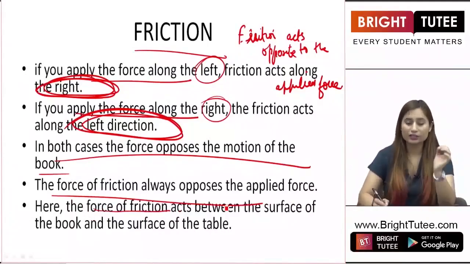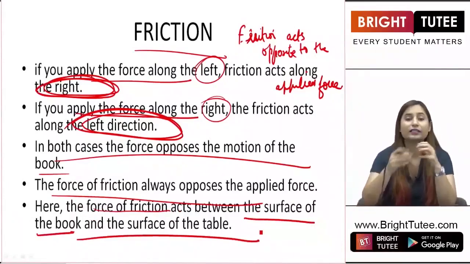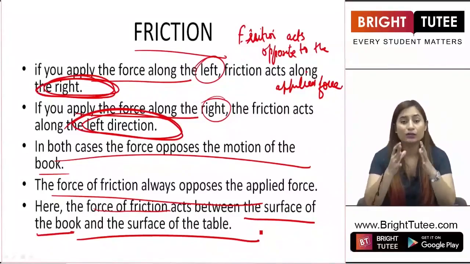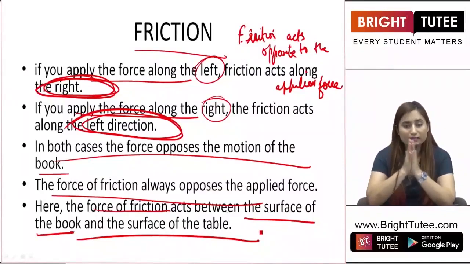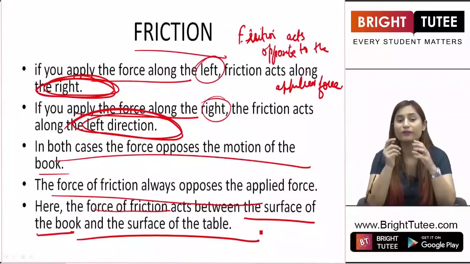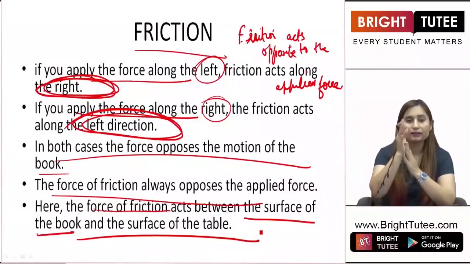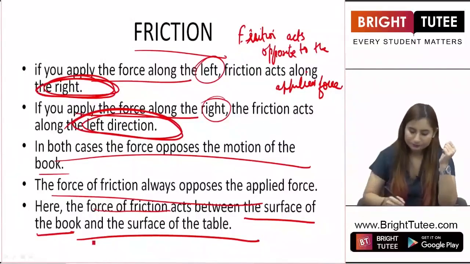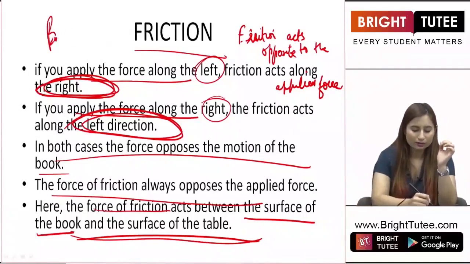Here, the force of friction acts between the surface of the book and the surface of the table. As I told you, friction is a contact force. Friction only acts when there are two substances touching each other. If you rub these objects, there will be friction present in between them. If I try to slide my hand like this, there will be friction in between both the hands, right? Irrespective of the force. And in this case, basically the friction was between the book and the table.